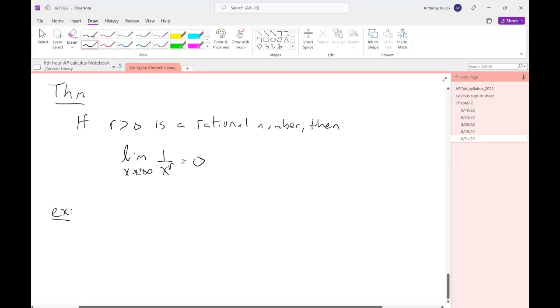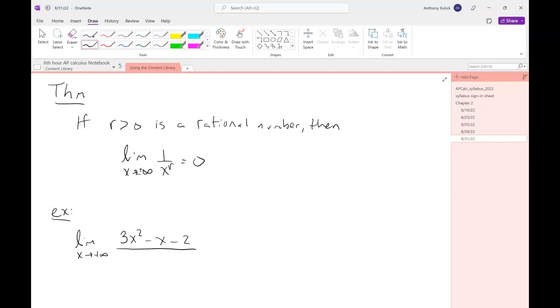Is that just saying that if x's exponent is a fraction, it equals 0? And does it have to be just a fraction, though? Rational numbers also include whole numbers as well.